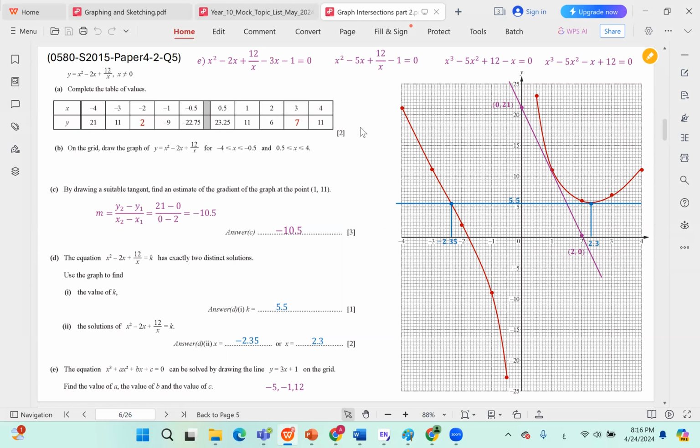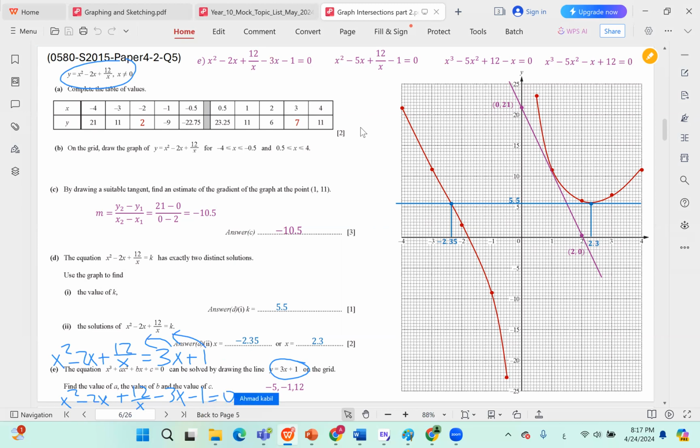So the way to do this is first to write our normal equation here. So we have x squared minus 2x plus 12 over x. And this is solved by drawing this line. So obviously we're going to find their intersection. So we're going to equate this to 3x plus 1. Now we can simplify. We can take these two to the other side. So it becomes x squared minus 2x plus 12 over x minus 3x minus 1 equals 0.